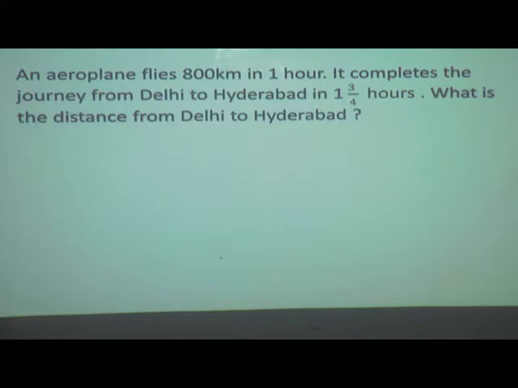We have to find out the distance, so it should be in meters or kilometers. The distance we will find out will be in kilometers, because already it is given that in 1 hour, 800 km is covered. It completes the journey from Delhi to Hyderabad in 1 whole 3/4 hours. So what we have to do? First we will write the statement for this.